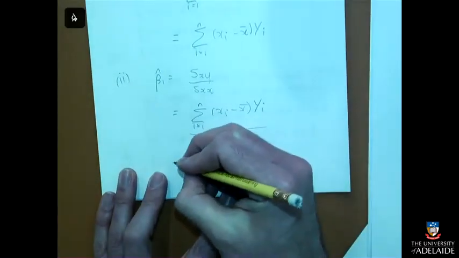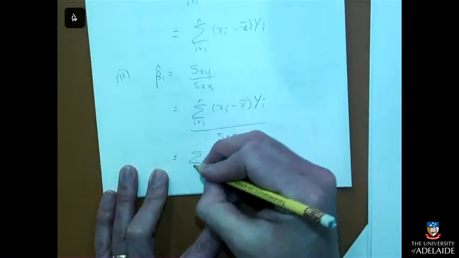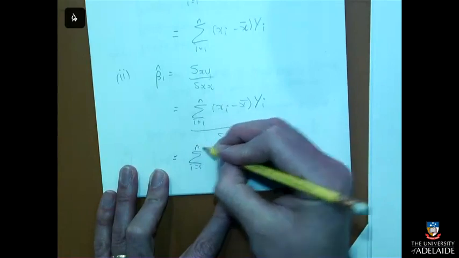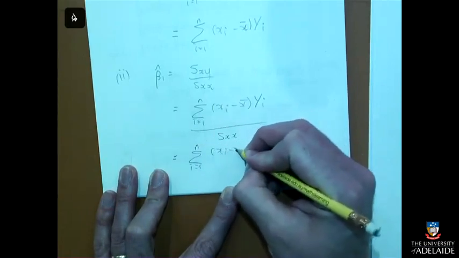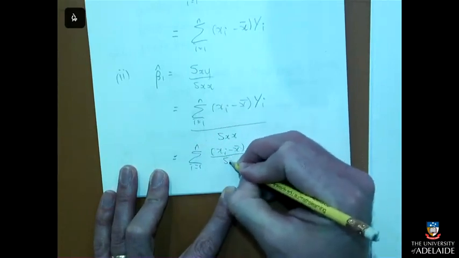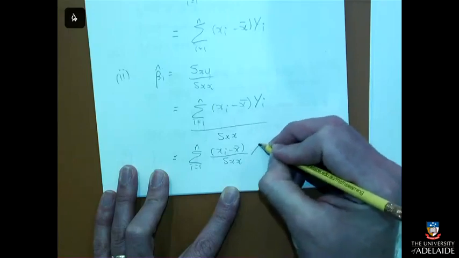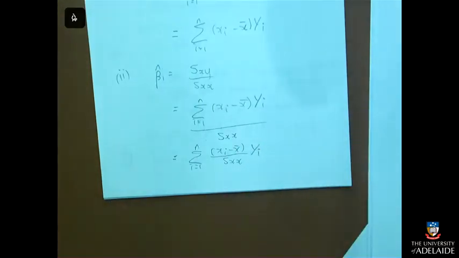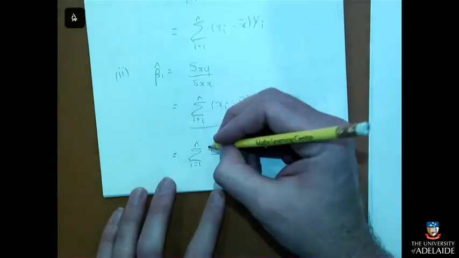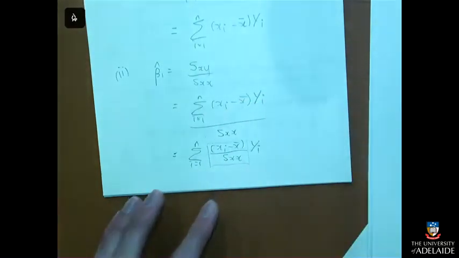Okay, so how about I bring that inside the sum, since I'm allowed to do that to things that don't involve i. Like that. If a whole sum of a whole lot of things is all divided by the same thing, I can bring it inside the sum. And this thing here is a constant. So I'm done.